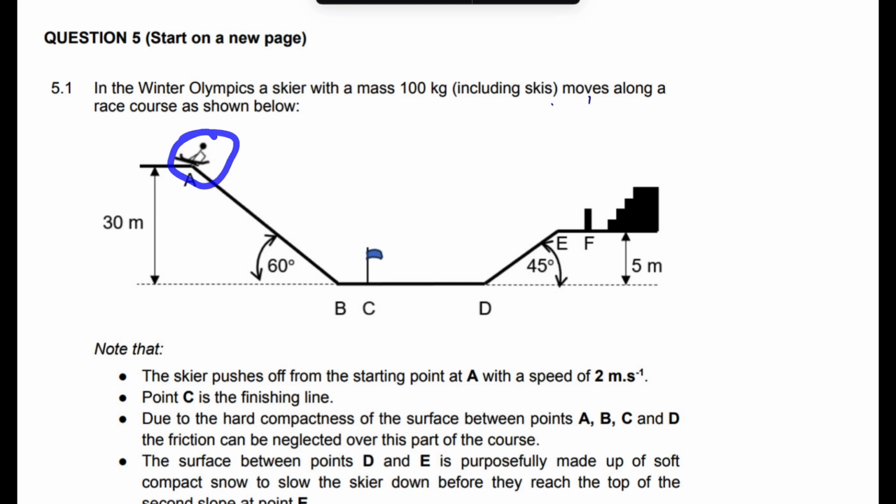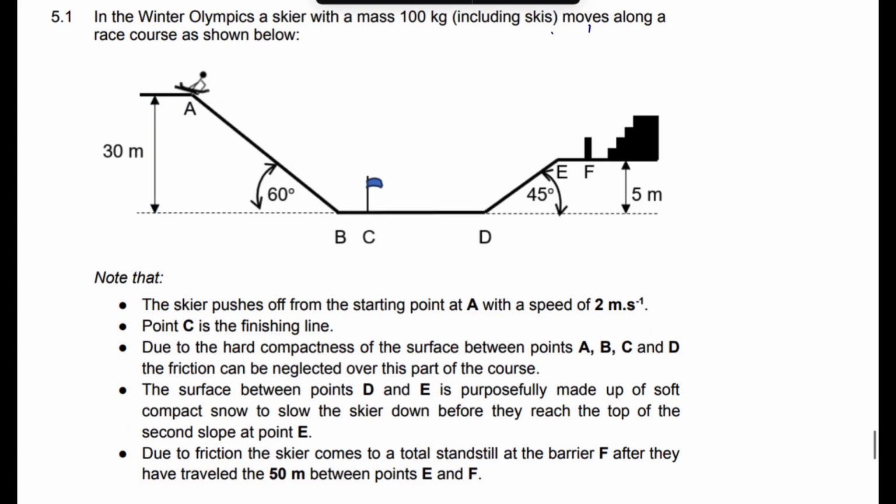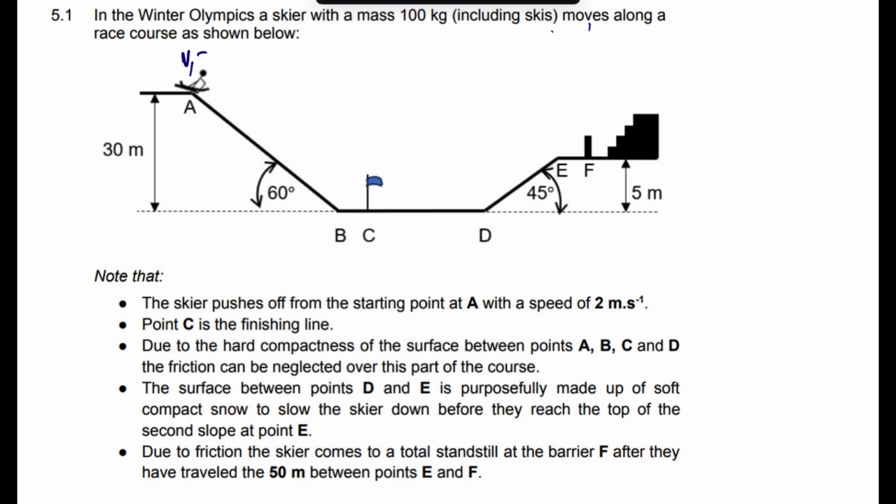Here's the skier there at the top, at a height of 30 meters. This is what we need to note. I like this question. It makes life easy. The skier pushes off from the starting point A with a speed of 2 meters per second. That means the initial velocity of the skier is 2 meters per second as the skier moves down the slope. At point C, it's the finishing line. So the skier's starting line is A, and down the slope, passing B, C is the finishing line.